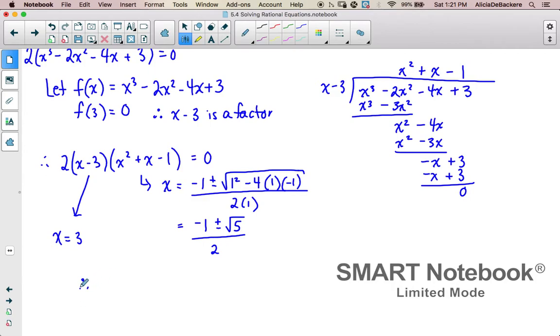So I'm just going to write my solution set. Therefore, x belongs to the set of either negative 1 plus or minus root 5, all divided by 2, or 3. And I did just glance up at my restrictions. Remember your restrictions where x can't be negative 3 or 1, and we haven't broken that rule here. So we're okay.